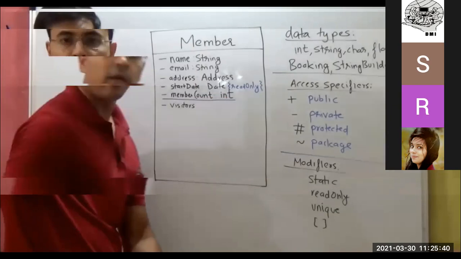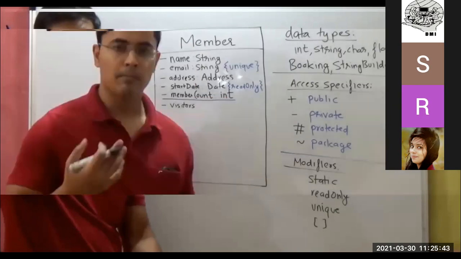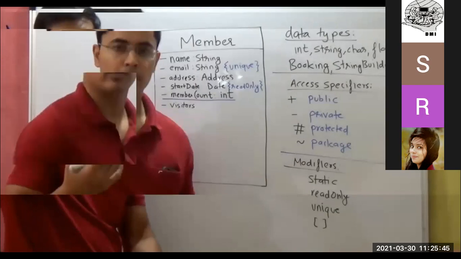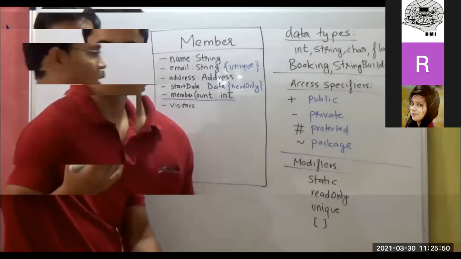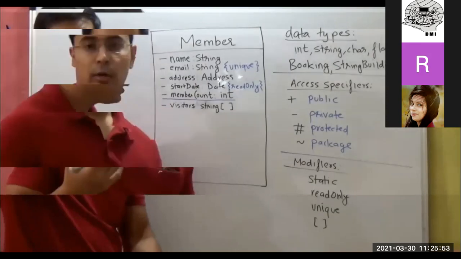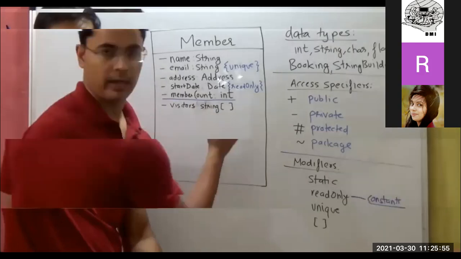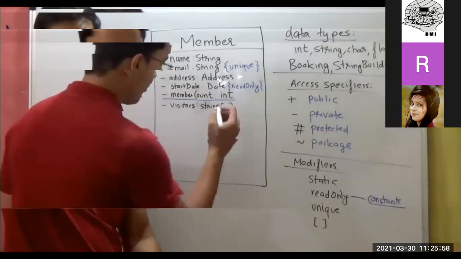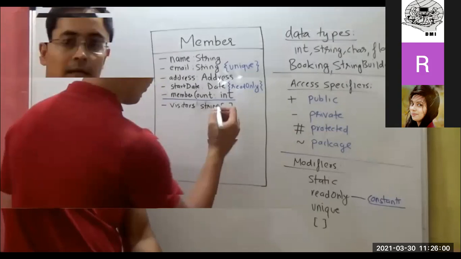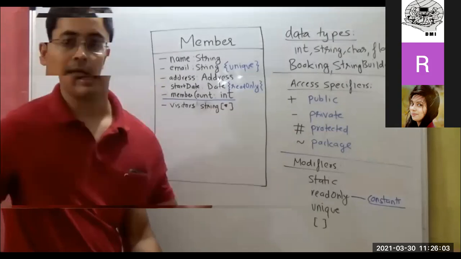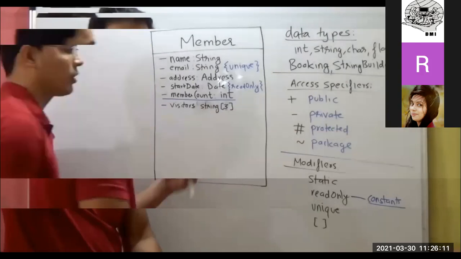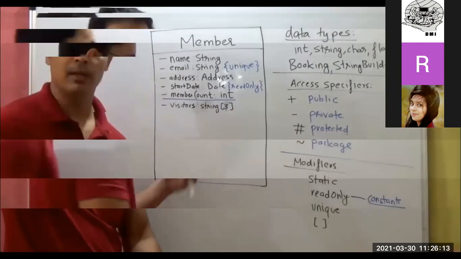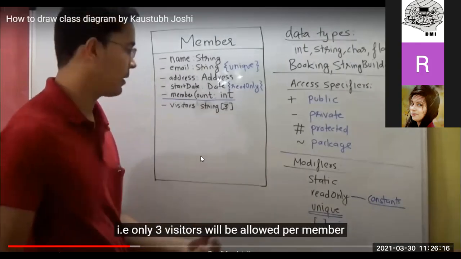Visitors. So every member can bring a certain number of visitors while he is registered with our tennis complex, right? And you have to do it using an array notation. You can specify size or length. If you specify it as star, that means an infinite number of values can be there in this array. But if you want to limit the size of the array, then you can specify, let's say, 3. So only 3 visitors will be allowed per member.